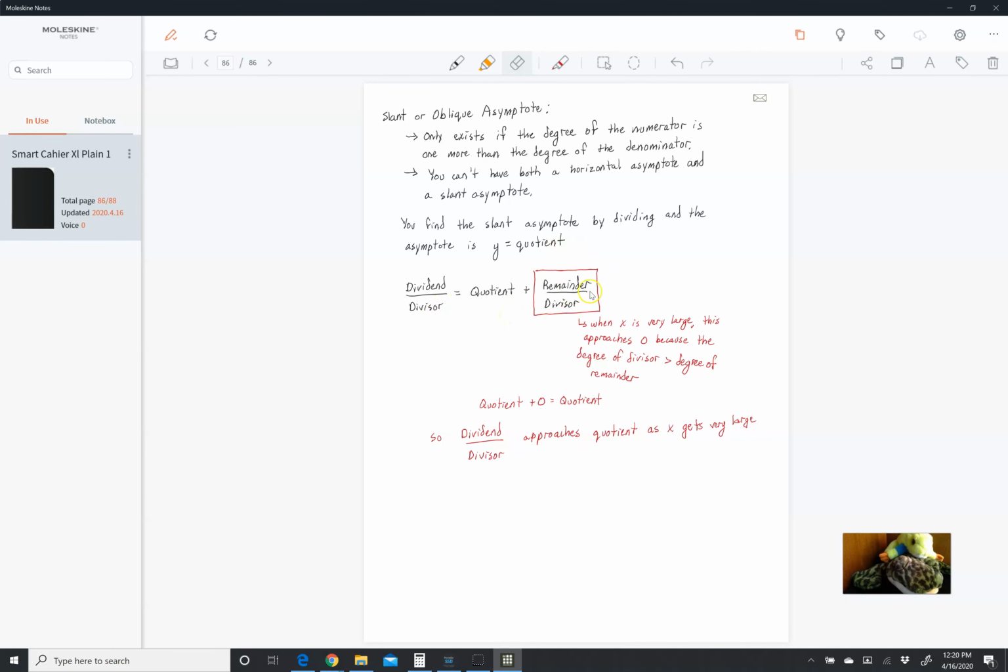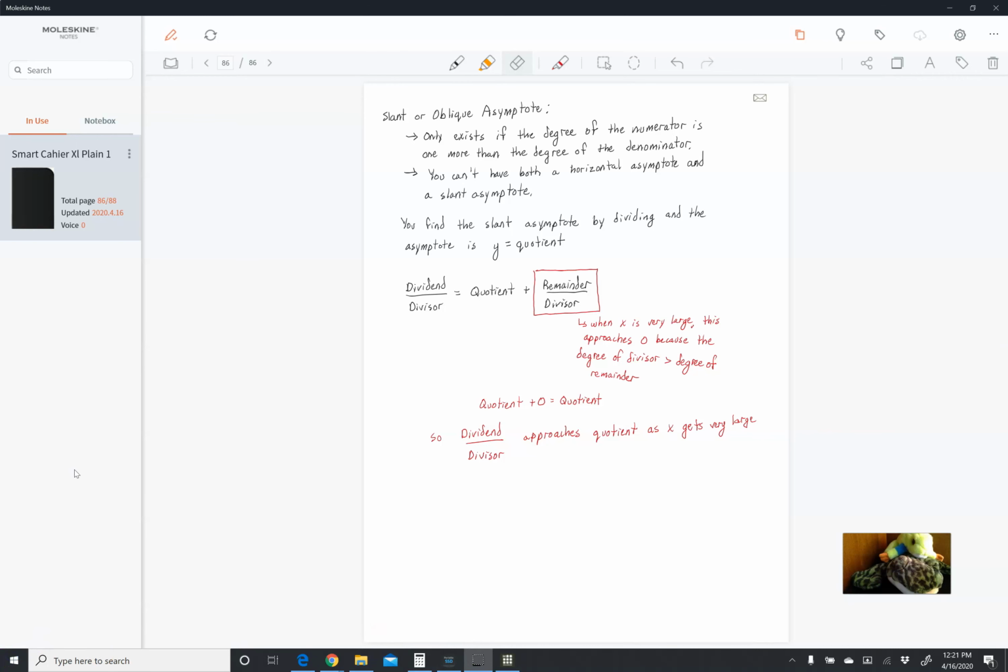We never reach the quotient because this is never 0, okay? It can't be 0 if the degree of the numerator is greater than the degree of the divisor, right? Then you're always going to have a remainder. And, sorry, let me be clear. There might be a case where the remainder is 0, but even then, it's still that y equals the quotient. Okay.